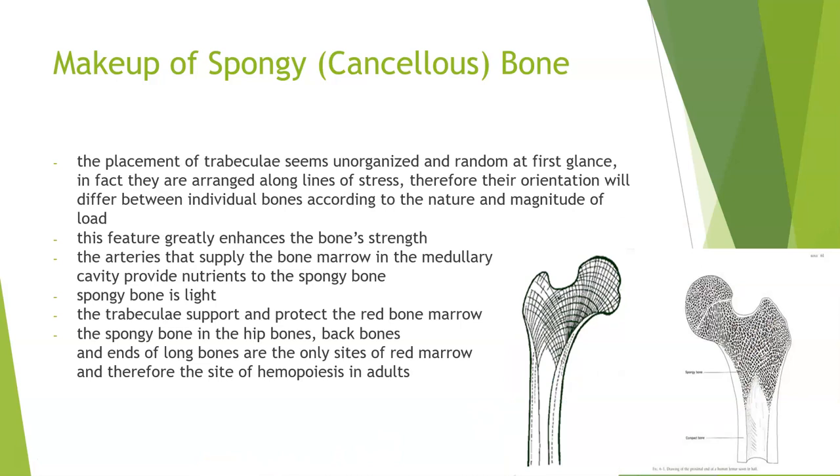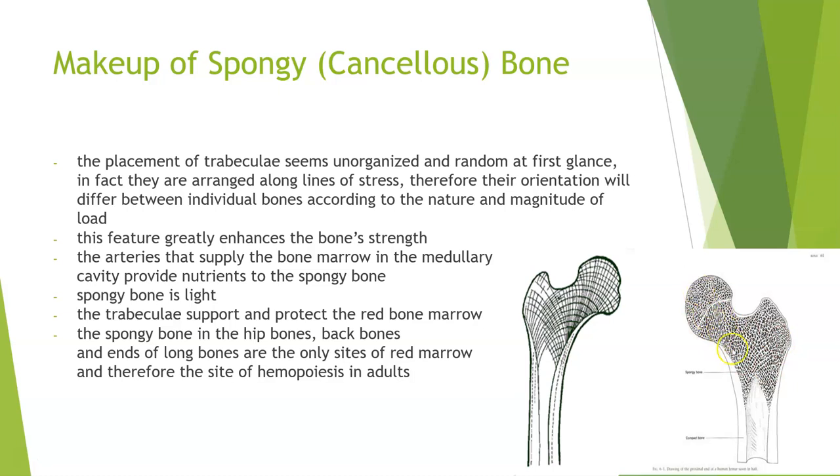As I say, the placement of trabeculae seems unorganized and random at first glance, but in fact they're arranged along lines of stress, so their orientation will differ between individual bones according to the nature and magnitude of the load. So this is a load map that we see here on the left that's been drawn, and these are all lines of force that run through the proximal femur, for example.